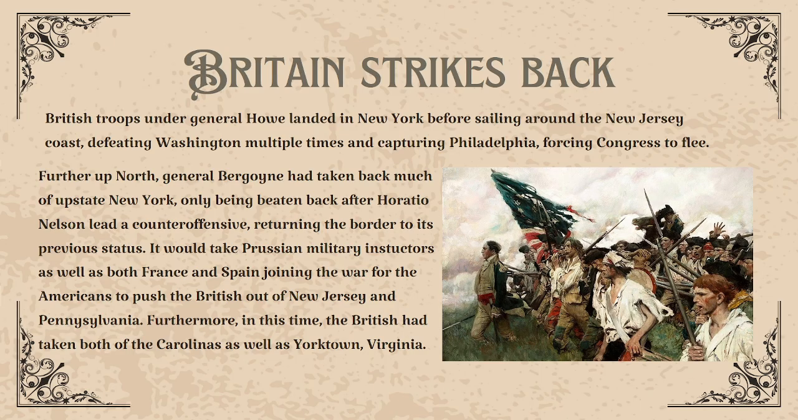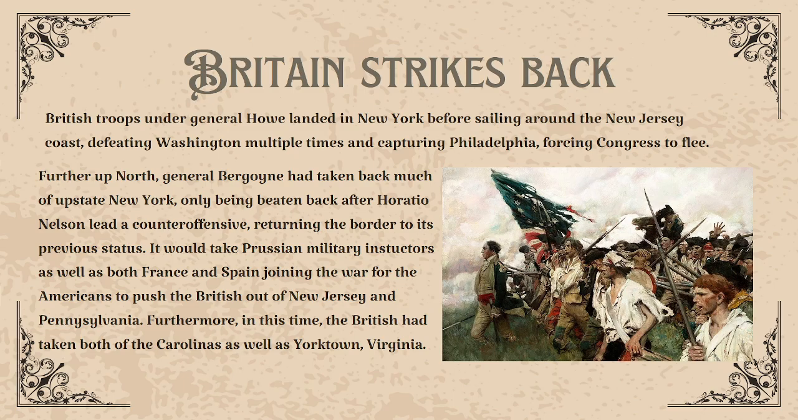But back to the war, because America couldn't have been winning forever. This was still a fight against the greatest military force on the entire planet at this point in time. So the British sent a new force under General Howe, which landed in New York before sailing around New Jersey. They defeat Washington multiple times and end up capturing Philadelphia, which forces Congress to leave for a different place.